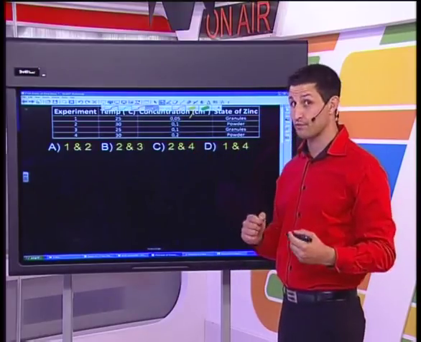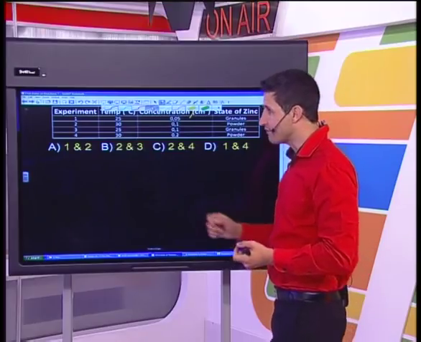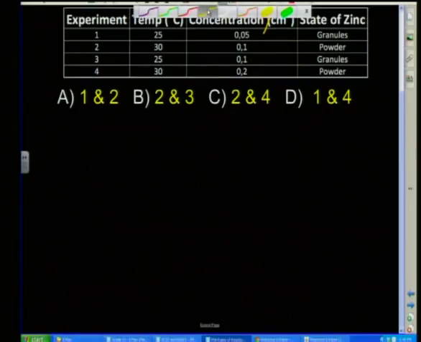Okay, well, let's see if we can compare 1 and 2. If I look at experiment 1, it's got a temperature of 25. Experiment 2's got a temperature of 30. Okay, so temperature has changed. But I see that I've also changed the concentration and I've changed the state of zinc. So it cannot be option A. I changed everything from 1 to 2.